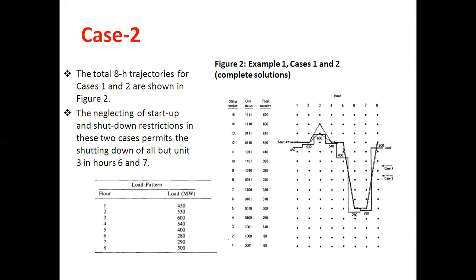And this is the state number from 1 to 15, and the corresponding unit status and total capacity are given. The bold line gives case 1, that is the priority order scheme, and the dotted line gives case 2, that is the complete enumeration. We start from here, and we will see that state 12 is enough to meet the load demand of 550 for hour 1 and hour 2.